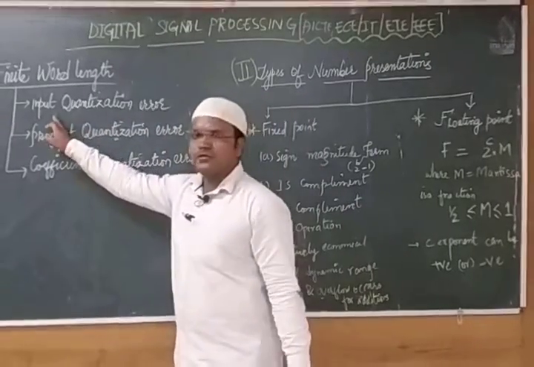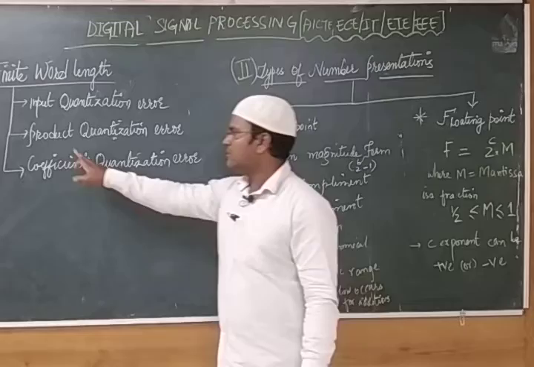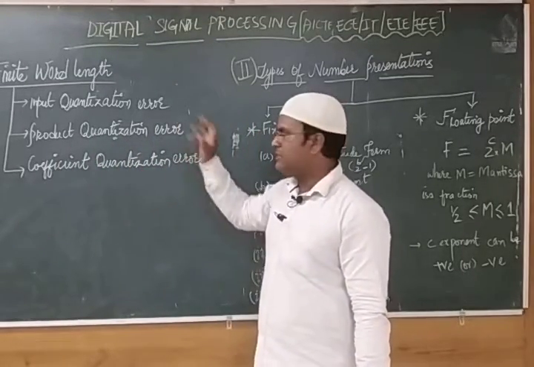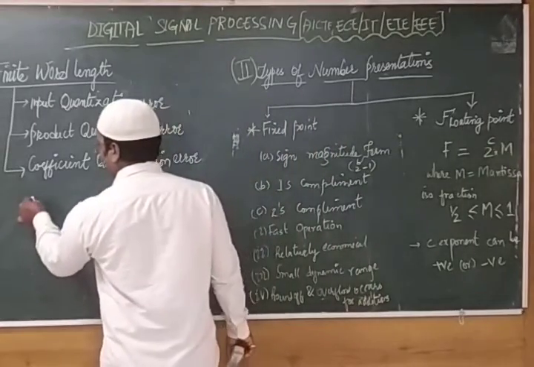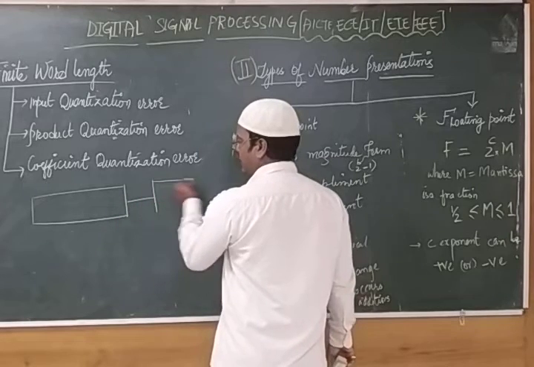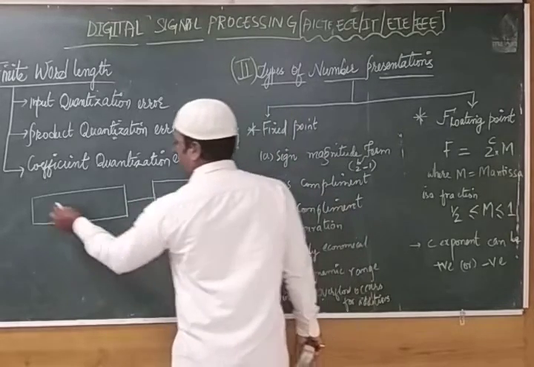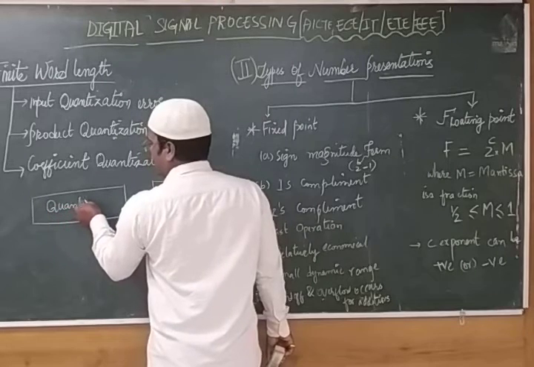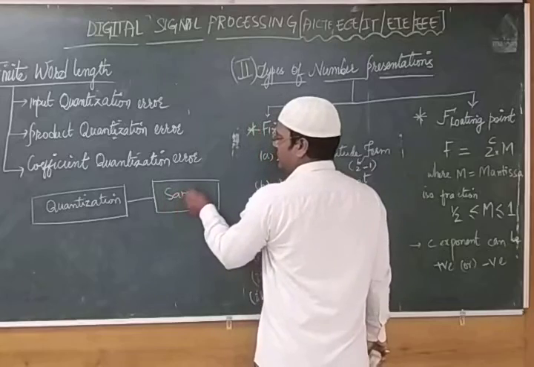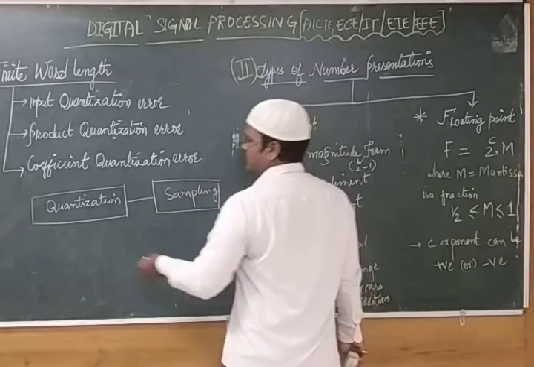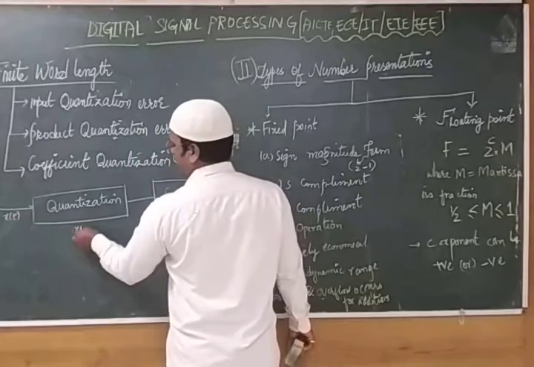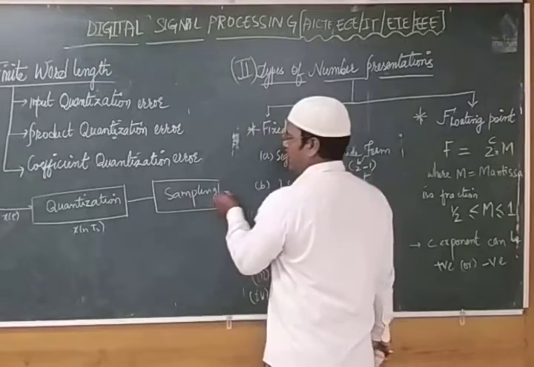One is the input quantization errors, second is product quantization errors, and next is coefficient quantization errors. What is the meaning of quantization? To do any kind of signal processing in digital form, we get two things: one is quantization, second is sampling. We give the signal x of t, and it will be converted into x of nTs, which is done by the sampling theorem.